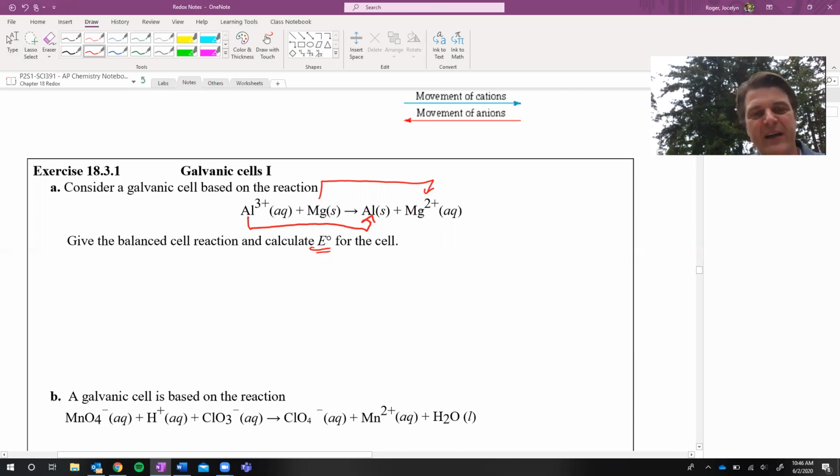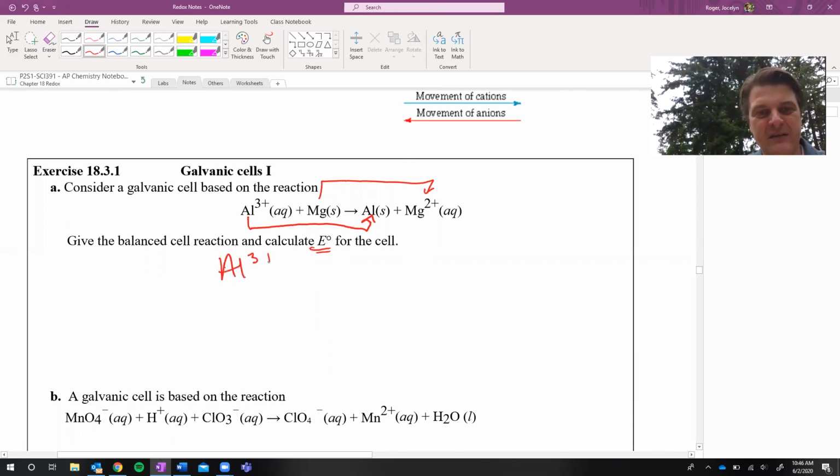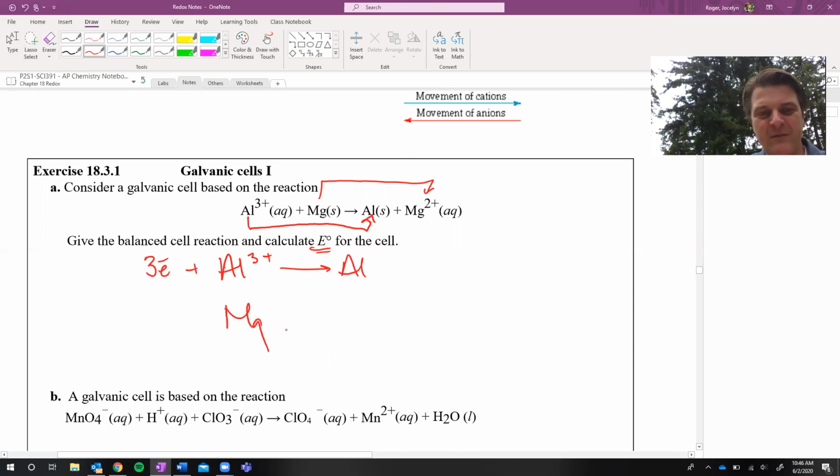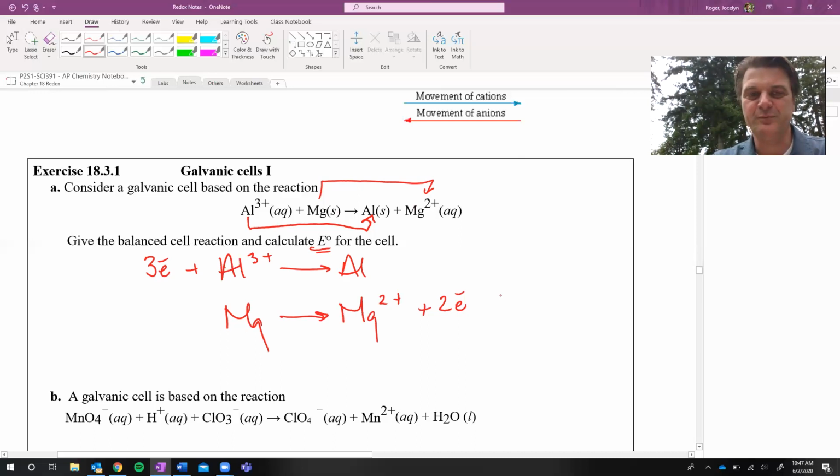Now, as it is written there, we have Al3+ going to Al, and this is going to require 3 electrons to balance out the charge. The other half is magnesium becoming Mg2+, and here we're going to have to add 2 electrons to balance out the charge.